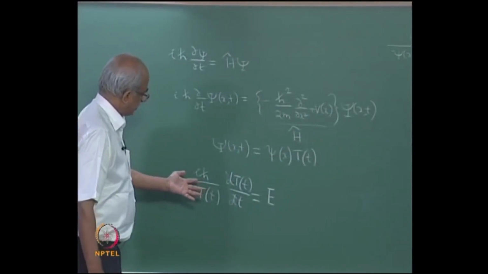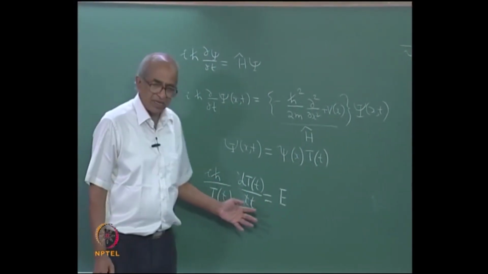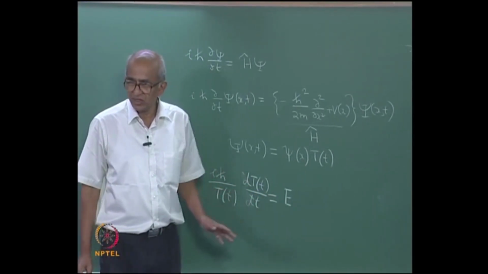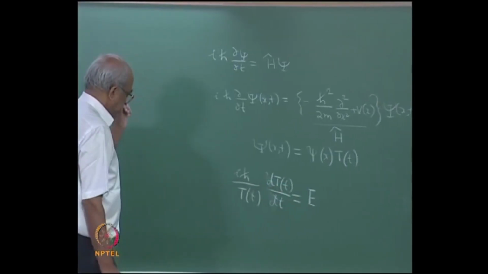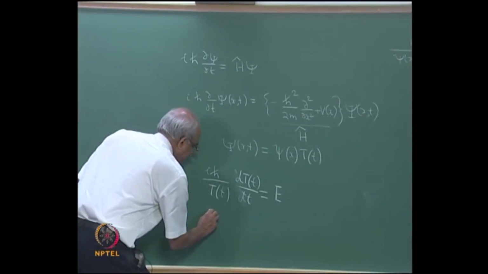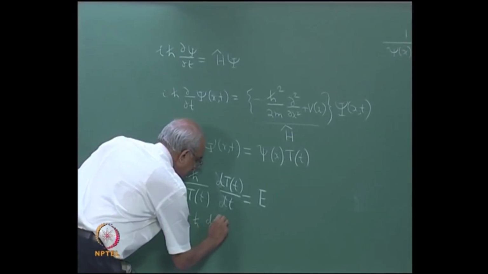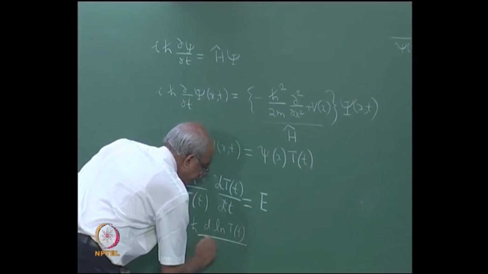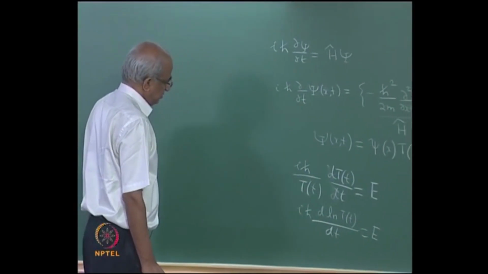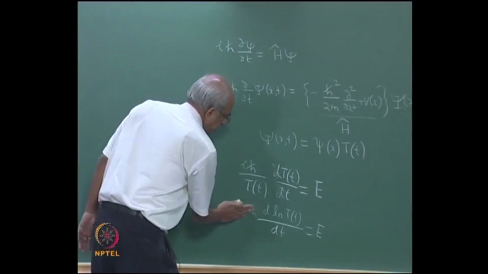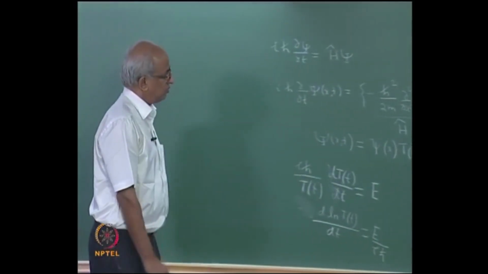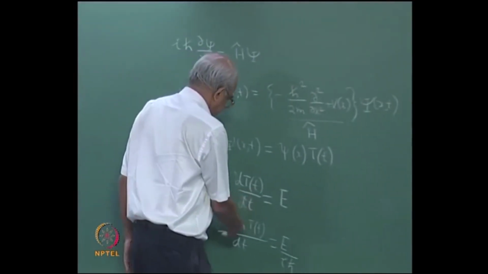And if we look at this equation, this is a simple differential equation which can be easily integrated. Remember, E is a constant, it does not depend upon position, it does not depend upon time. So, it is just a constant. So, what you would do is you would integrate this. In fact, you can write this as i h cross d ln capital T by dt is equal to E, or I can take this i h cross to the other side, and this you can integrate after multiplying by dt.